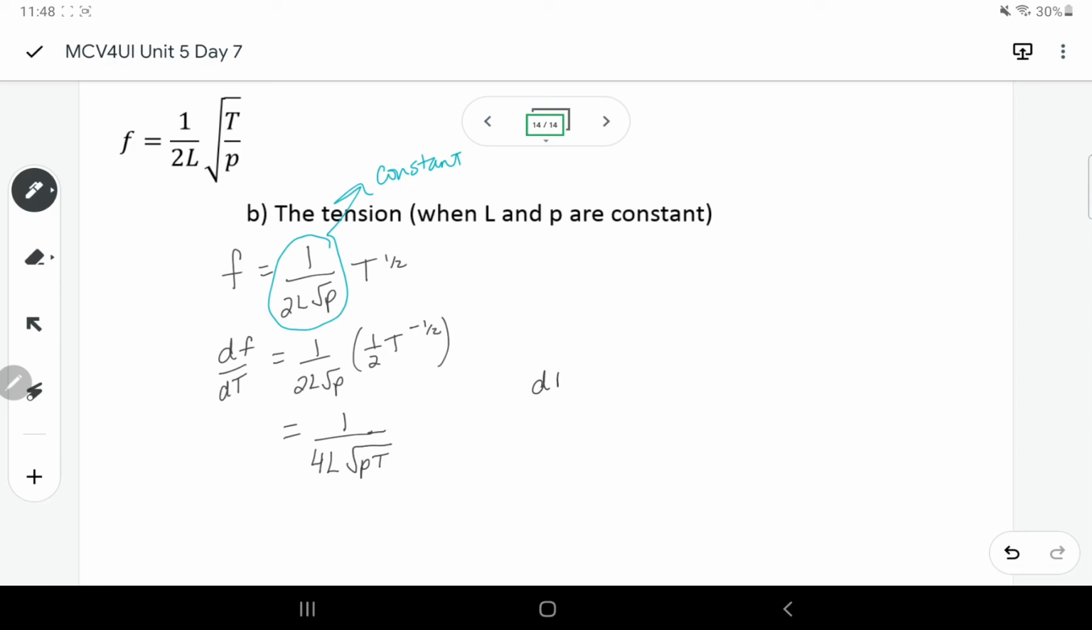So here I see that the derivative of frequency in terms of tension is always positive. We can assume that the length of a string is always positive, 1/4 is positive, and a square root is always positive. So that will always be positive. So as tension increases, the frequency increases.